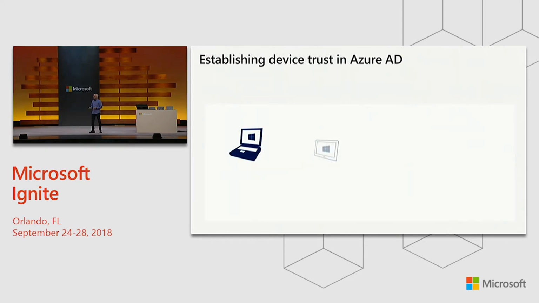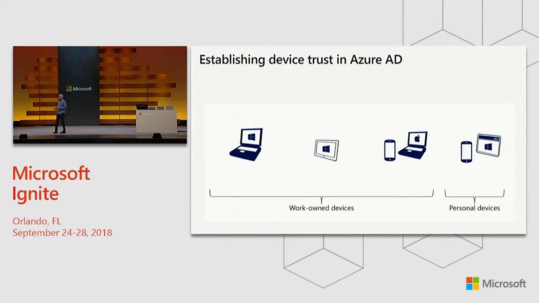And the way we establish trust in each of these models is sort of in two categories, right? One is, as I mentioned, your work-owned devices, where you have either an Azure AD or a hybrid Azure AD. But you can also have Azure AD registered. So think of a case where you have a personal device and your company wants you to enroll it into an MDM authority in order for you to have access to your corporate resources from that device. In that case, that device will be Azure AD registered with MDM.